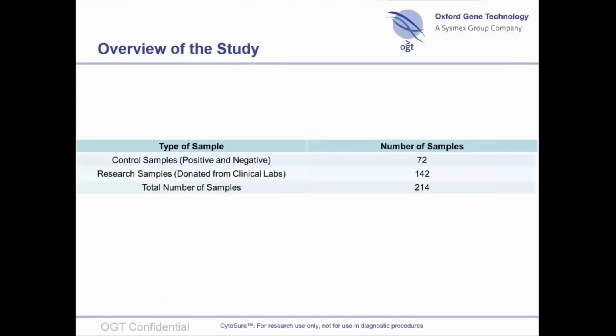So let's take a look at our results. We studied a total of 214 samples, 72 of which were commercially purchased and contained known positive and negative samples. The other 142 samples were research samples donated from genetic laboratories with known aberrations and were either processed in-house as part of our alpha trials or at the customer site by beta trialists. These aberrations were previously identified by microarrays, as in the case for CNVs and LOH, or sequencing for SNVs and indels.